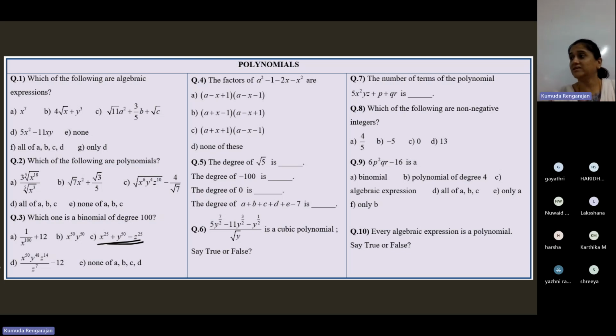What's the degree? You're reading out the polynomial. No, I'm not clear with my question. I'm asking you, option C is a polynomial. What is its degree is the question. 50. You should not add the powers. If one term has many variables, then you should add the powers. These are different terms. You must not add the powers of the different terms here.